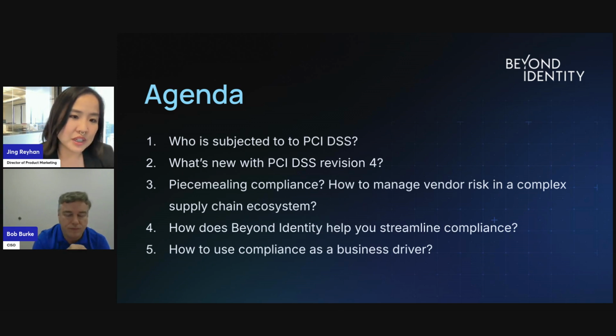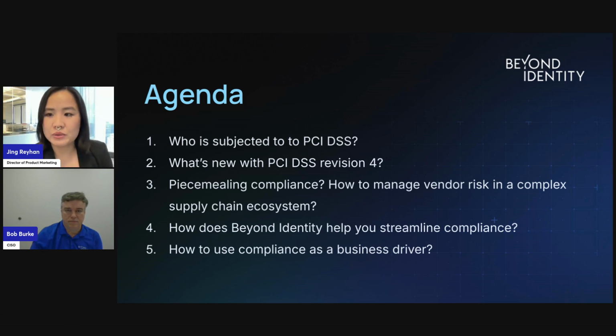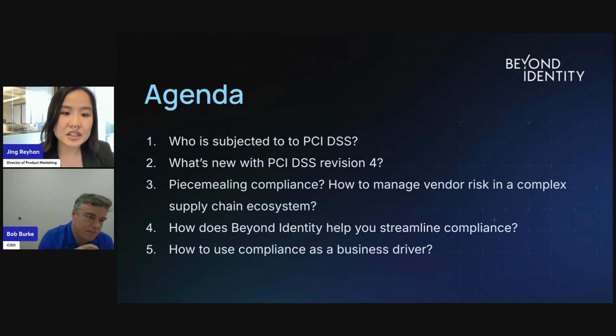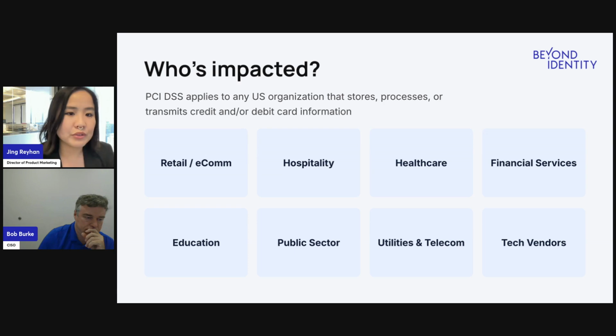Just a quick housekeeping. We're going to cover a few topics today. Obviously, we're going to lay out sort of the groundwork of PCI DSS, what's new, and then we're going to dig into some specifics around how to manage vendor risk, because it turns out the requirements have quite a bit to say about managing third-party risk. And then we'll sort of end with a discussion of how we as Beyond Identity can help you drive compliance. And I'm really looking forward to the last point as well, which is how to actually turn compliance from a cost center into something that drives business. And I know Bob has a lot of insights there, so definitely stick around.